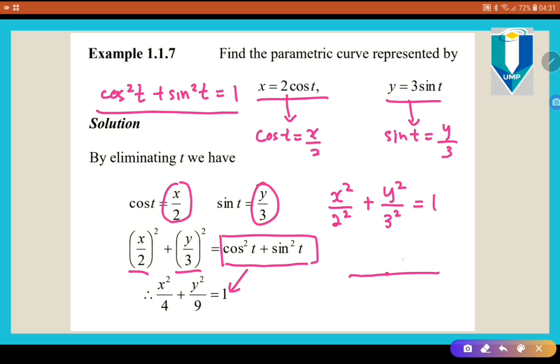Okay, you get this ellipse with center 0, and the a value is 2 here. From this one, this is the a value, 2. And the y value, the b value, is 3. So you have the b value to be 3 here. So you have an ellipse with the center at 0.